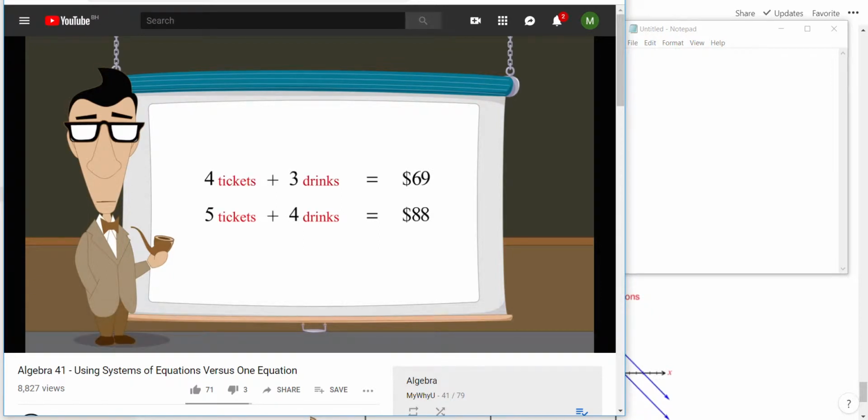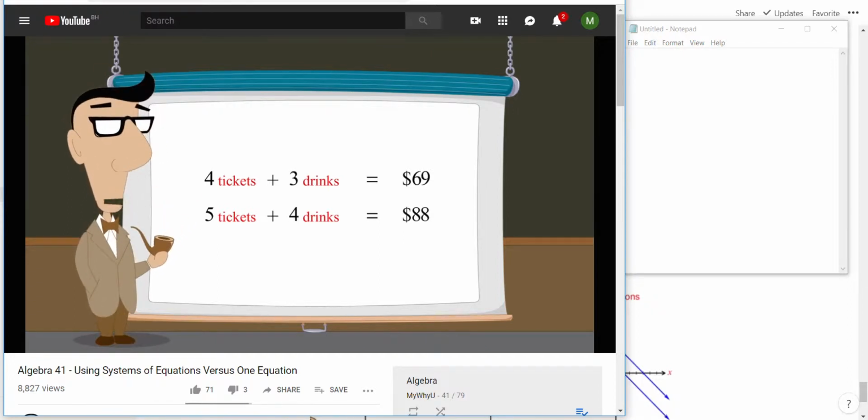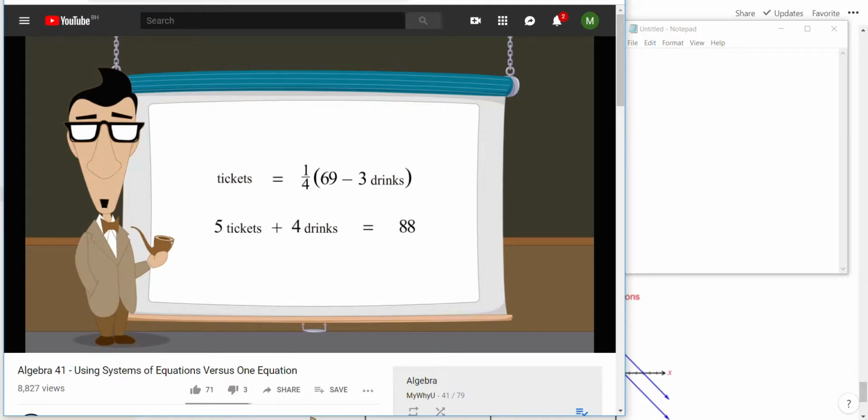we would have to write one unknown, either the price of tickets or drinks, in terms of the other, so that one of the variables can be eliminated. So let's say we rewrite the first equation so that the price of a ticket is written in terms of the price of a drink. This expression for the price of a ticket could then be substituted into the second equation to eliminate the price of a ticket from that equation.